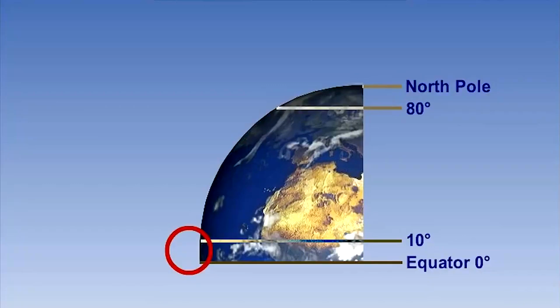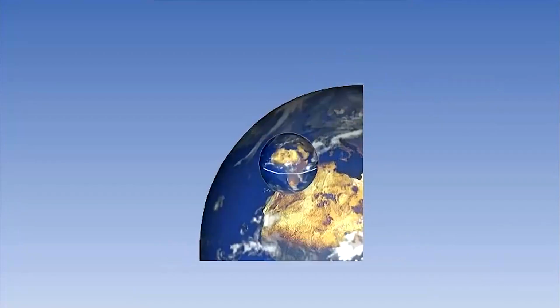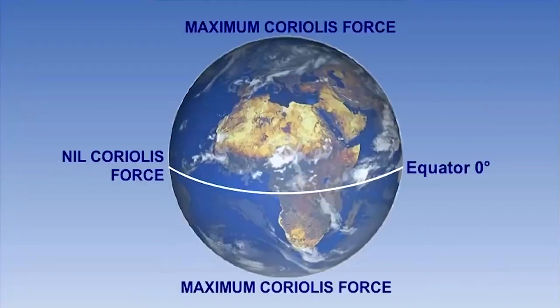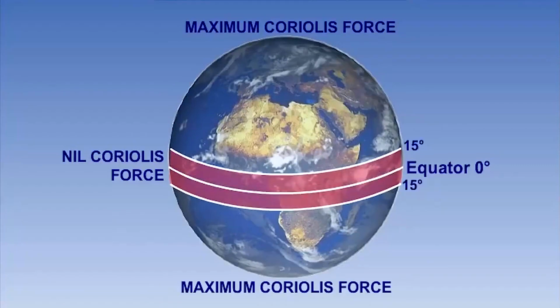Looking at the diagram, we can see two locations near the equator. These two points will have only a small difference in speed, but the two points nearer the poles will have substantial speed differences. Therefore, the Coriolis force is said to be greatest at the poles and nil at the equator. However, the magnitude of the Coriolis force within 15 degrees either side of the equator is so small, we actually consider the force to be nil within this zone.